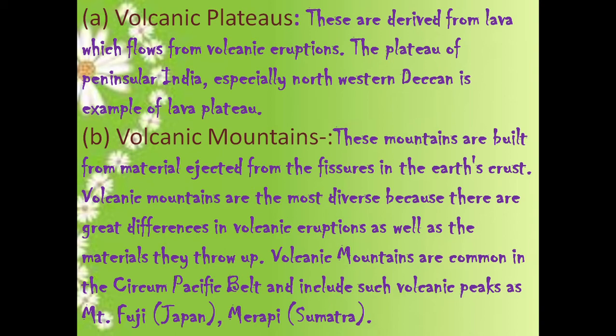Volcanic mountains. These mountains are built from material ejected from fissures in the Earth's crust. Volcanic mountains are the most diverse because there are great differences in the volcanic eruptions as well as the materials they throw up. Volcanic mountains are common in the Circum-Pacific belt and include volcanic peaks such as Mount Fuji, Japan, and Marapi in Sumatra.